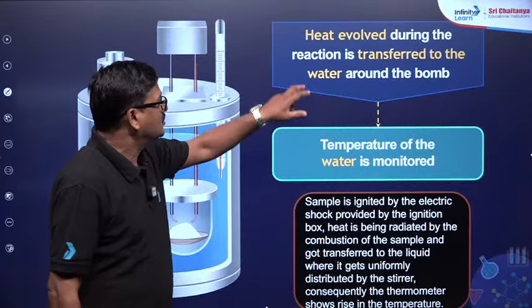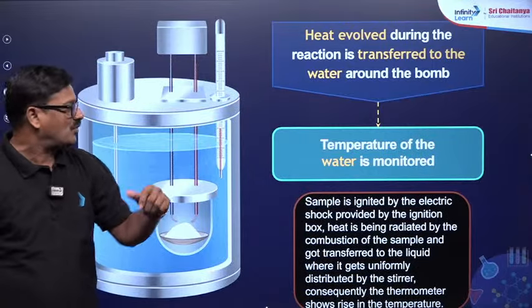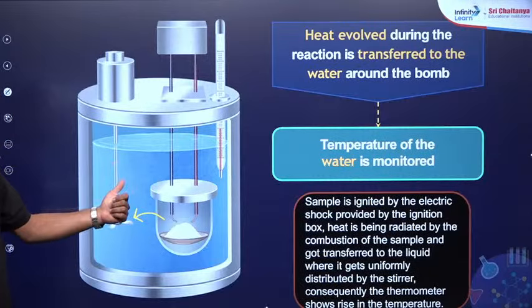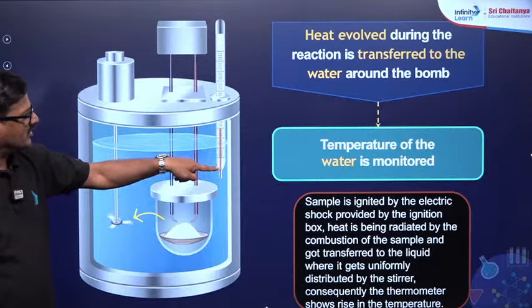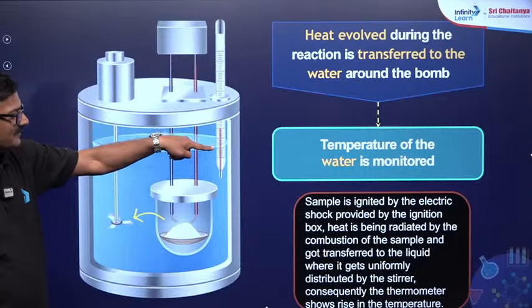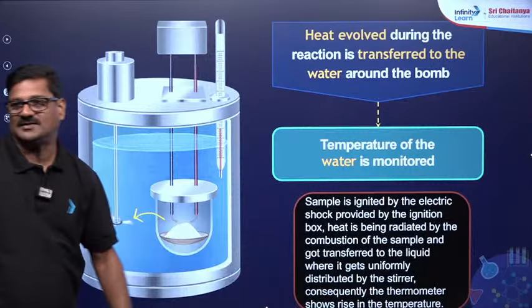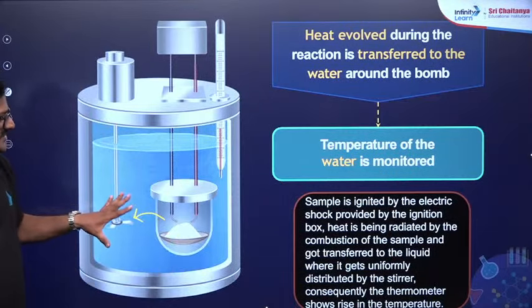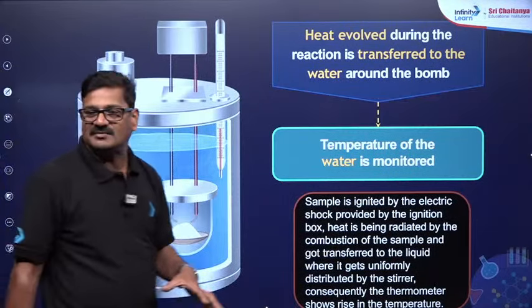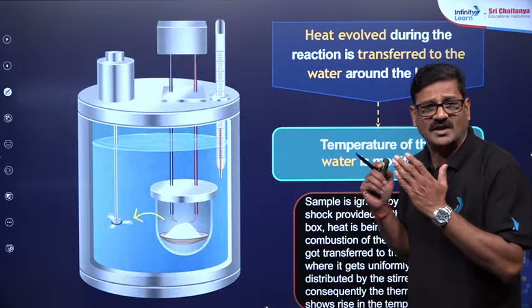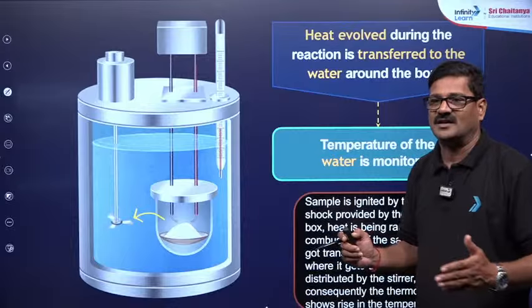Heat evolved during the reaction is transferred into the water around it, so that the temperature of the water is monitored by using a thermometer. And this temperature change is very important, which can give you a mathematical relation between the heat of a reaction and enthalpy change.